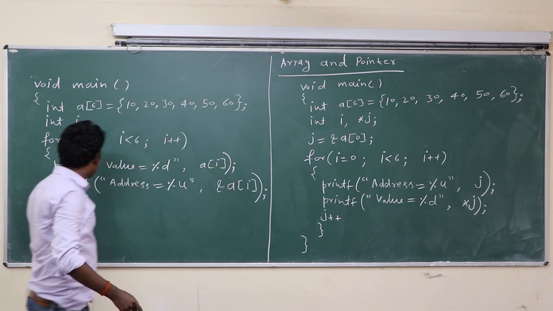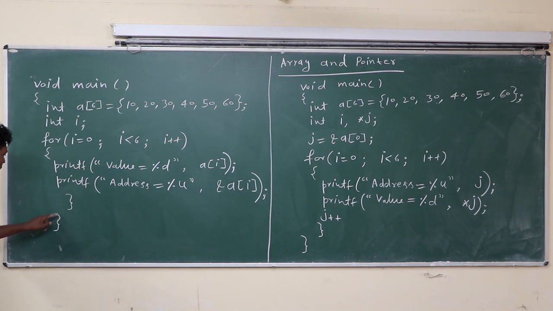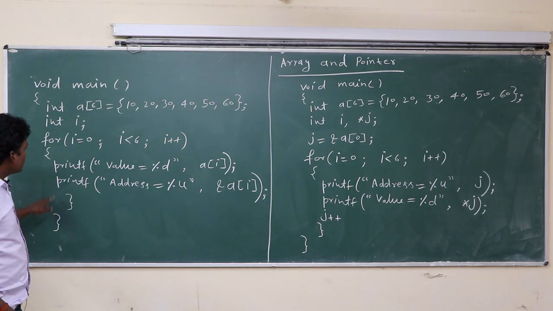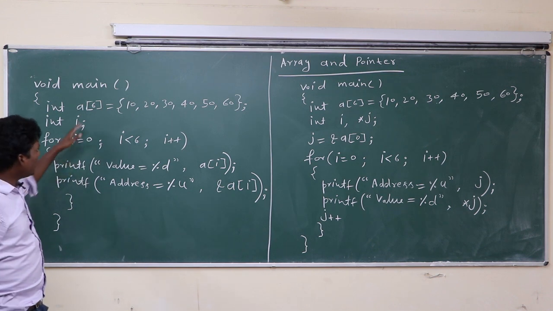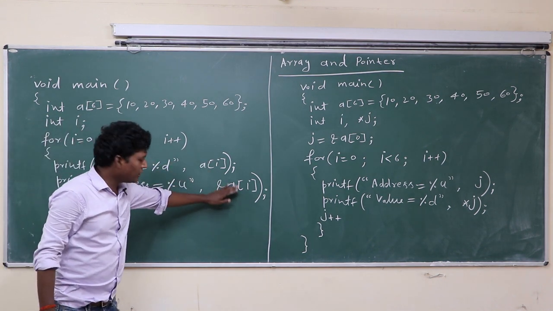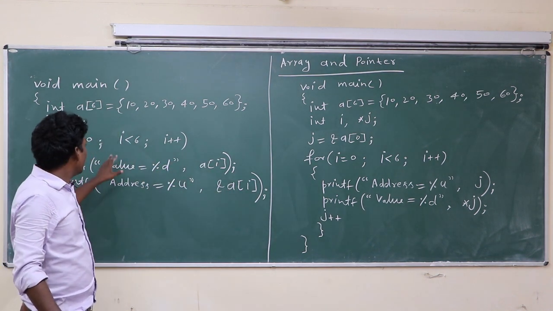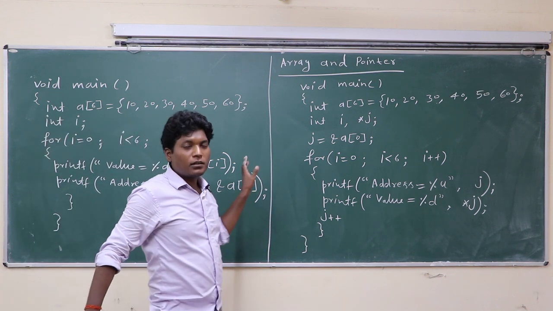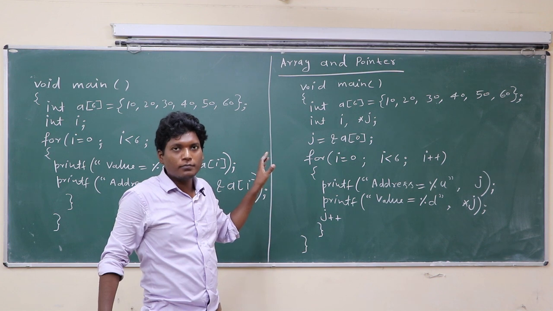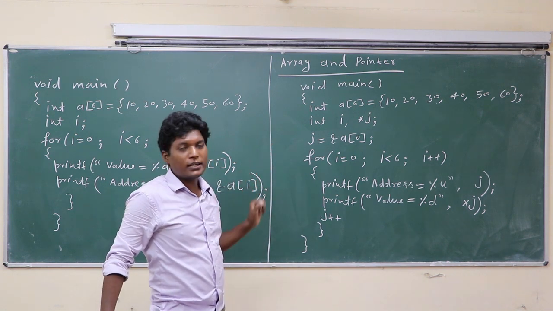Okay class, this for loop is closed here, main is closed here. So in this program we print the elements of the array and the addresses of the array in this way. There is no concept of pointer. Here we solve the same problem by using the pointer.